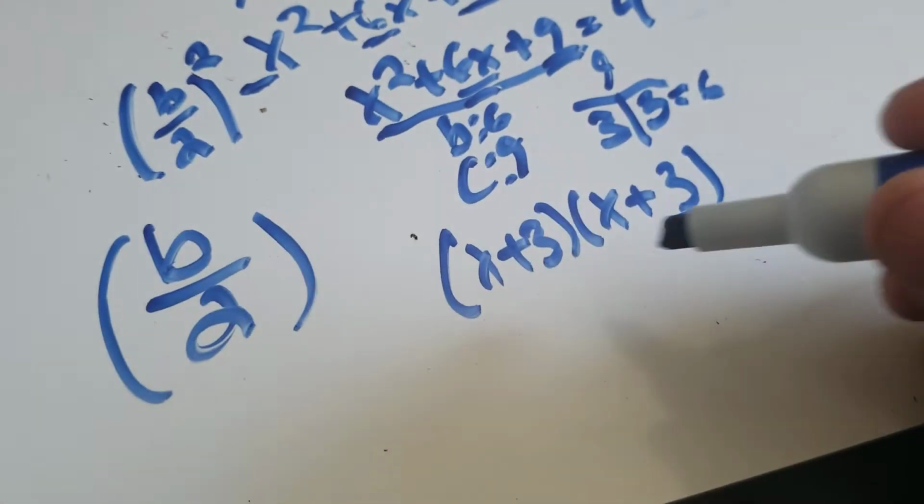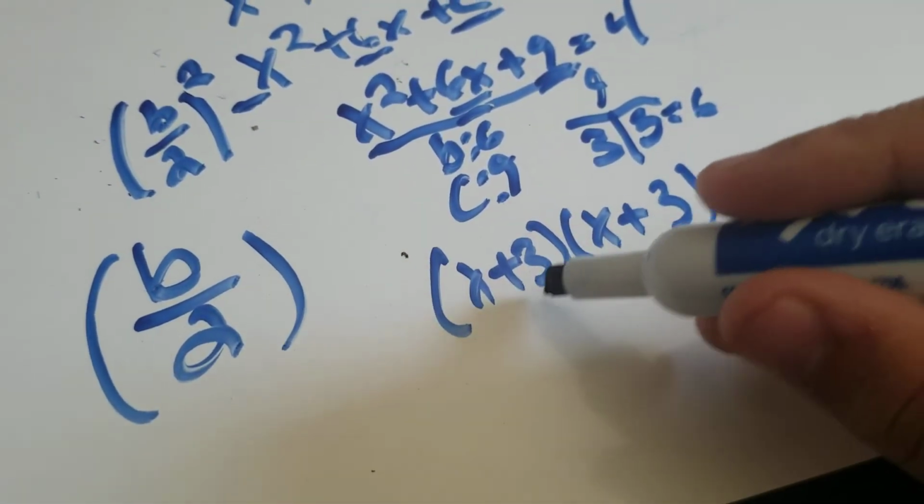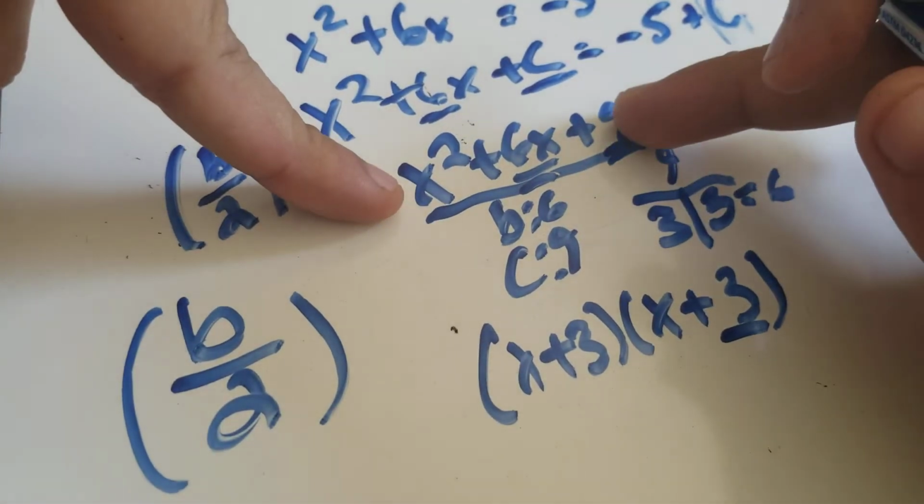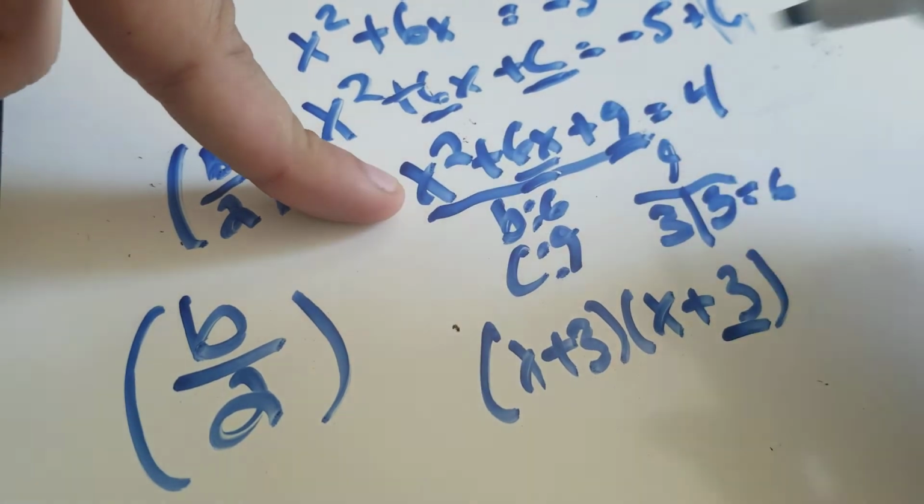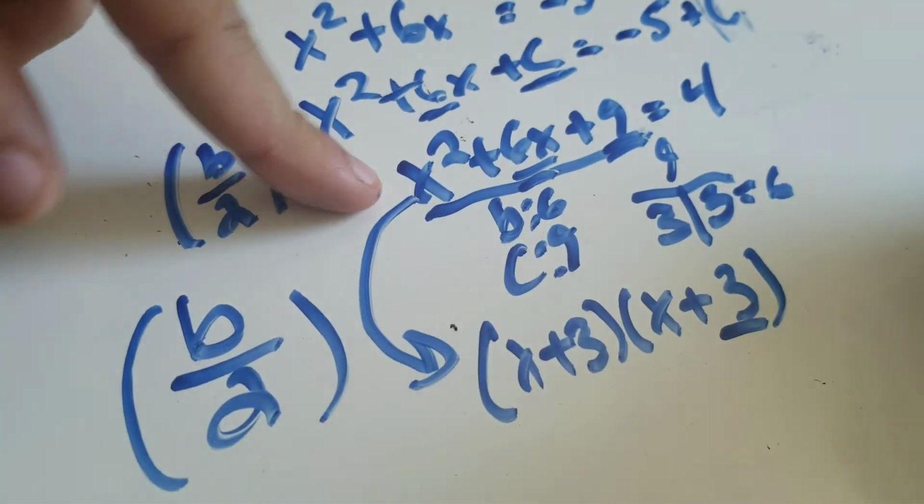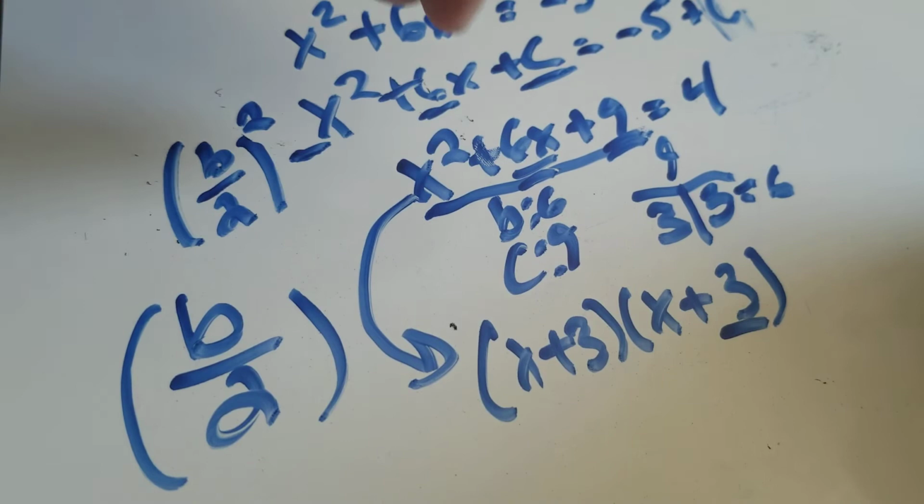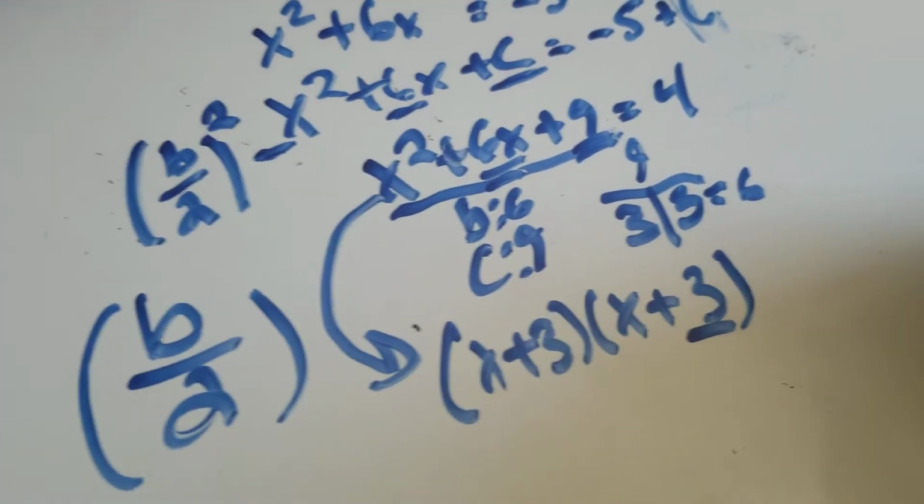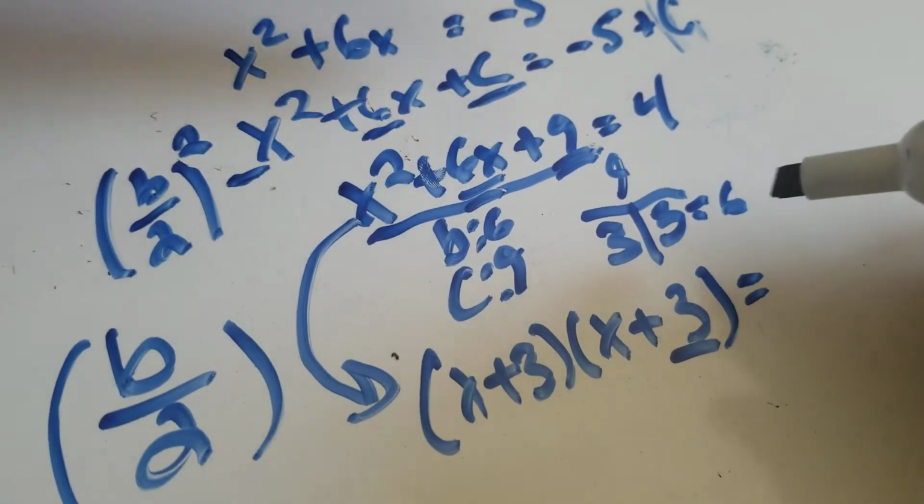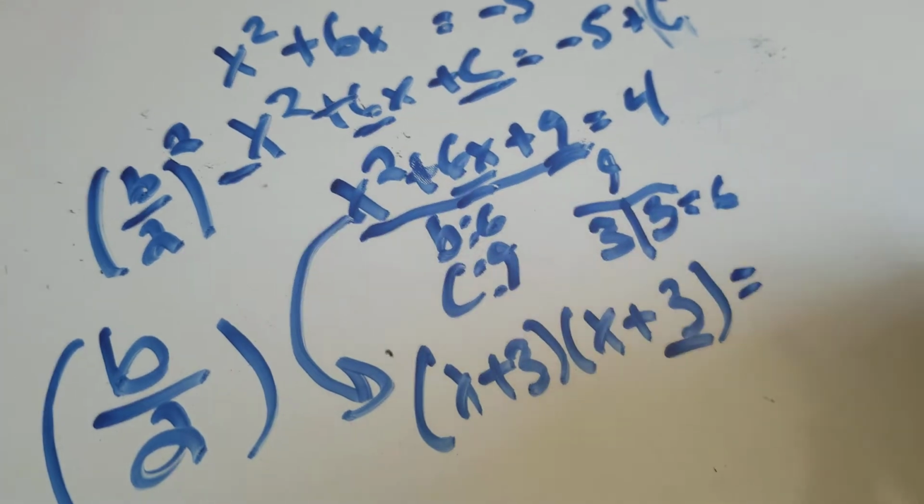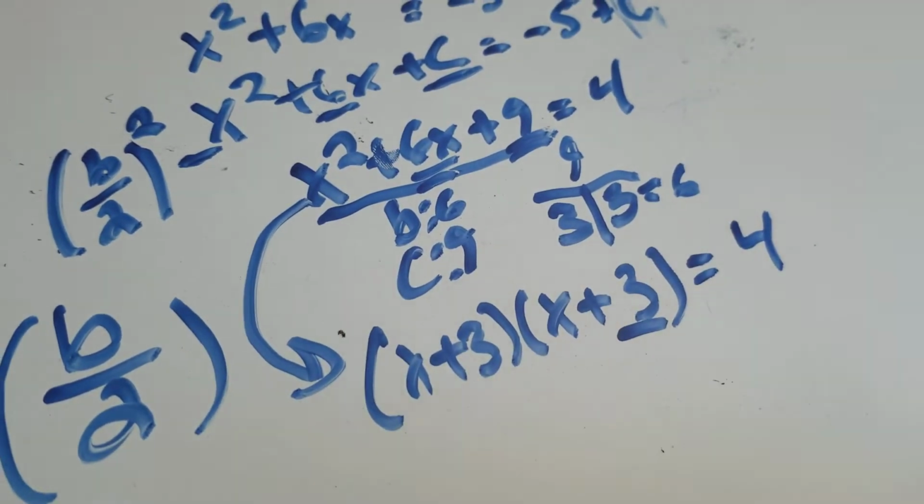So let's continue. This is x plus 3, x plus 3. So this x squared plus 6x plus 9 becomes x plus 3, x plus 3. That's where the x squared disappears to, that's where the 6x disappears to, and that's where the 9 disappears to. And this becomes, it's just 4 right now, okay?